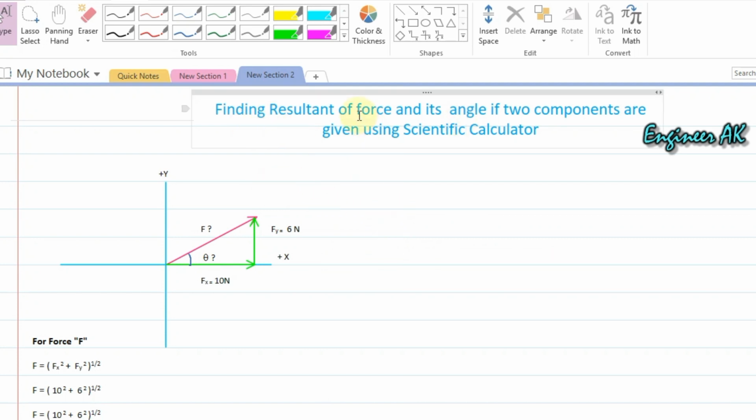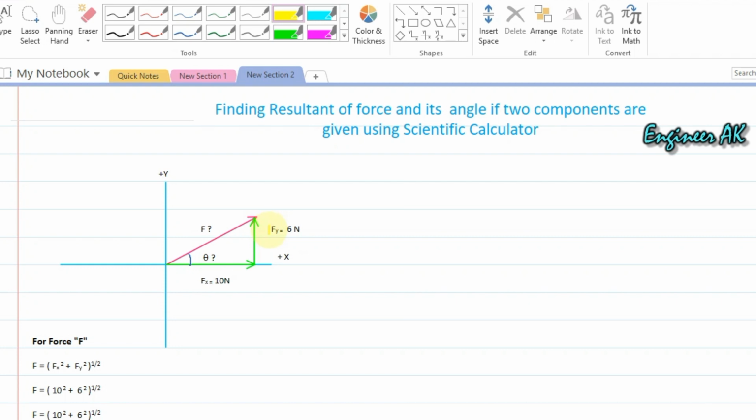In this video I am going to show you how we can find the force and its angle if two components are given, using a scientific calculator. First I will show you how we can do that manually, and after that I will show you how we can do that using the scientific calculator. So let's get started.